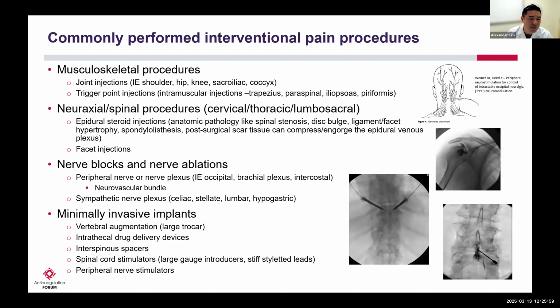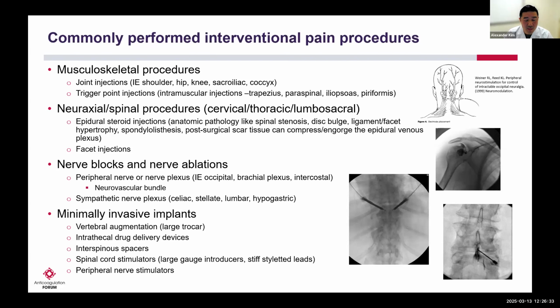which can theoretically make it a little more prominent. And we do lots of nerve blocks and nerve ablations, and it could be very small peripheral nerves like the occipital nerve, which is very superficial, literally right under the skin, or they can be deeper, larger nerves or nerve plexus like the brachial plexus. And an important anatomic concept to keep in mind is the concept of the neurovascular bundle. A lot of these major nerves run just adjacent to the relevant vasculature, so a large artery and vein.